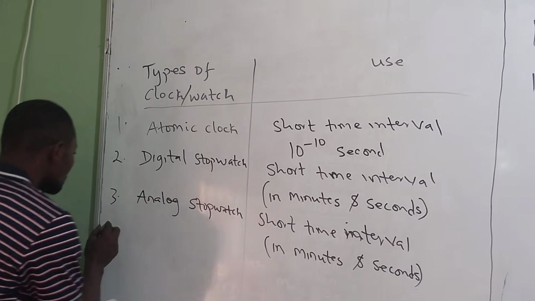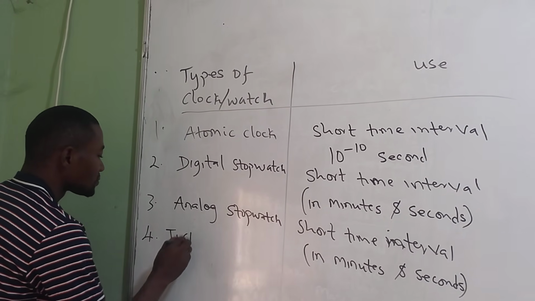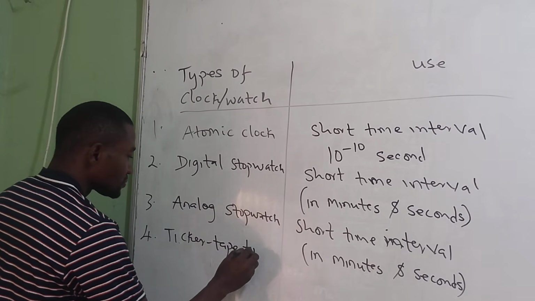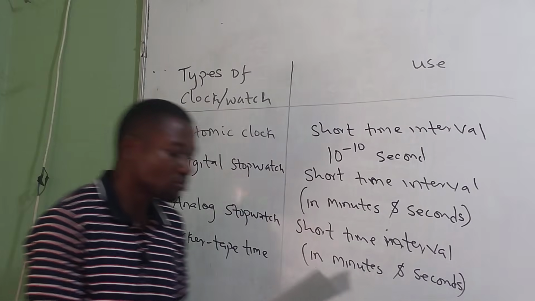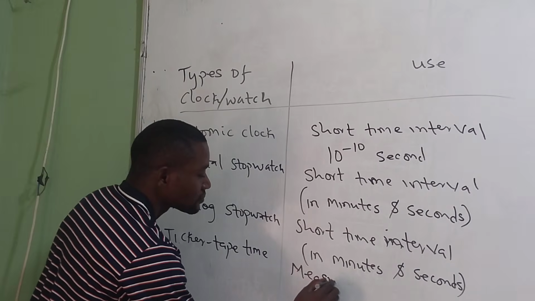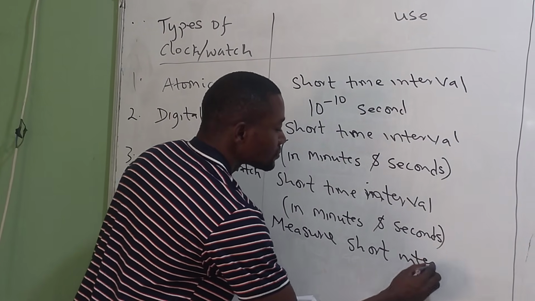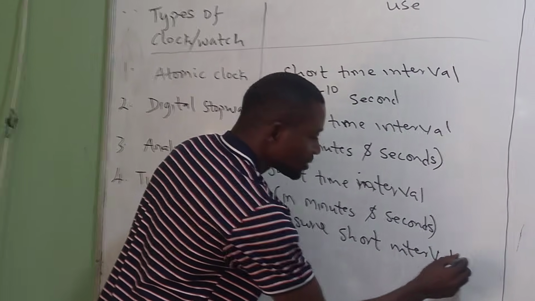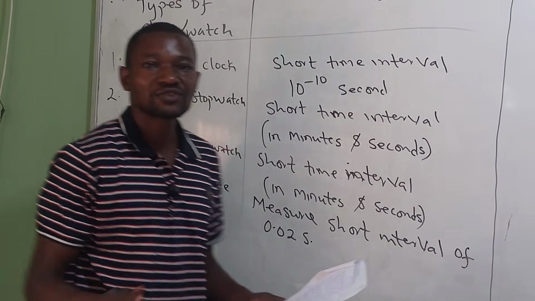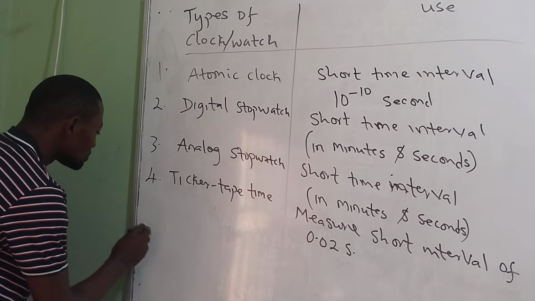Then the fourth one is the ticker tape timer. It is another type of watch or clock. It measures short time intervals, of about 0.02 seconds. Sorry, I don't have that to show us here, but this is another type of watch.